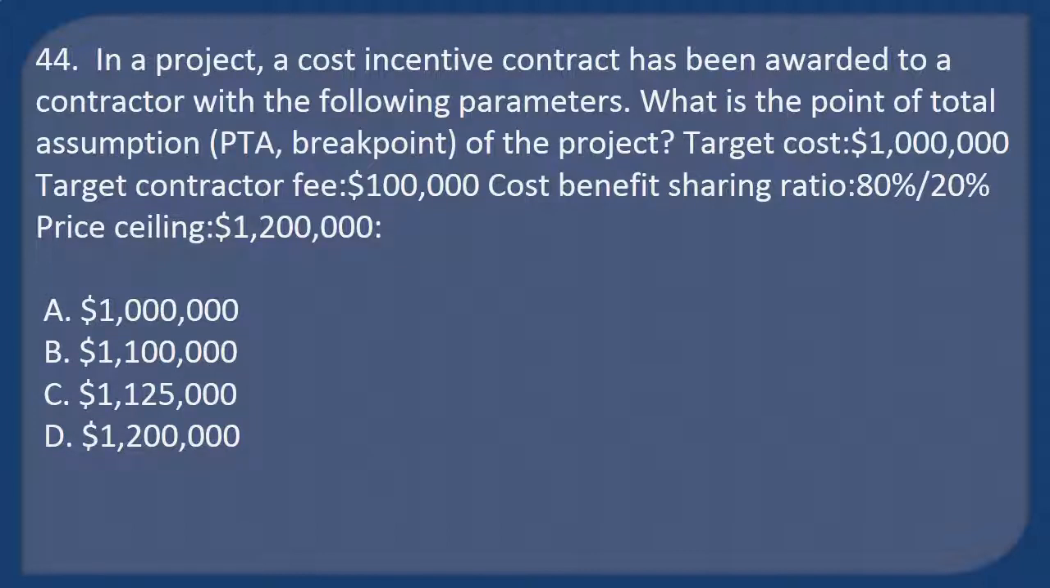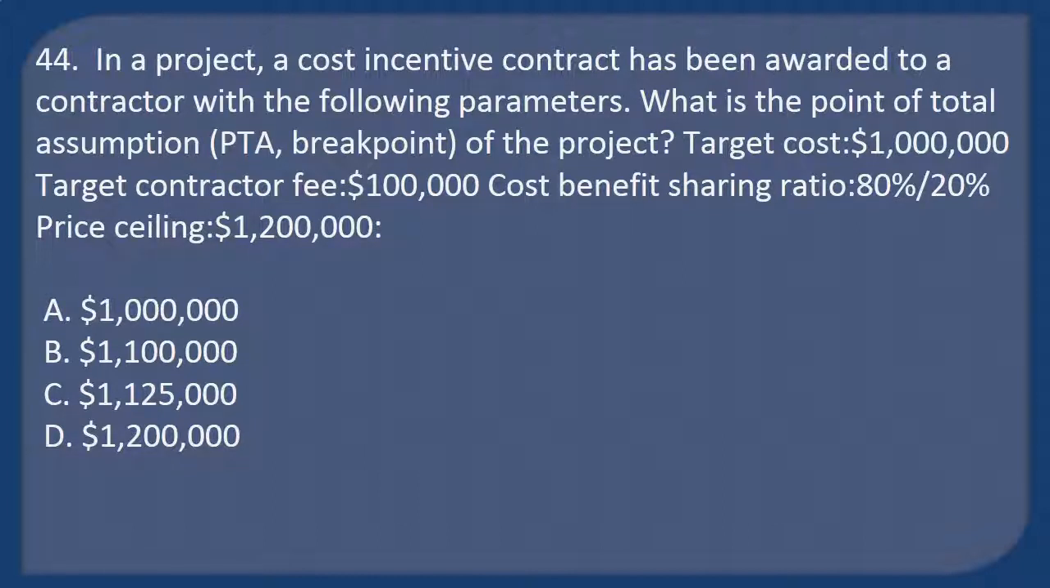Target cost $1,000,000. Target contractor fee $100,000. Cost benefit sharing ratio 80%/20%. Price ceiling $1,200,000.